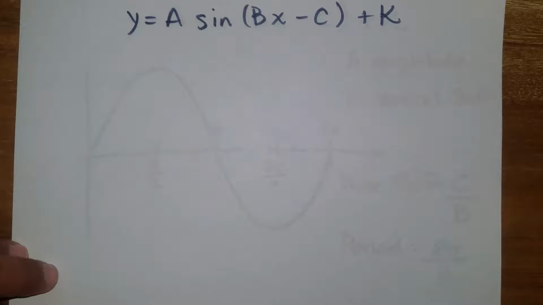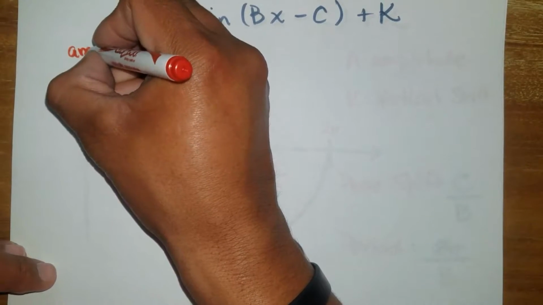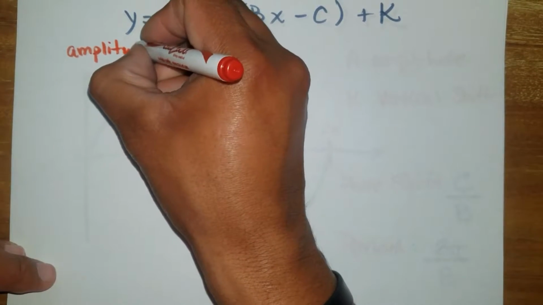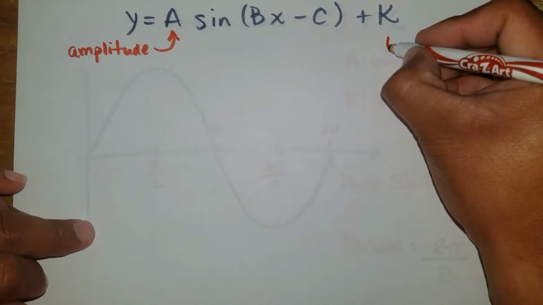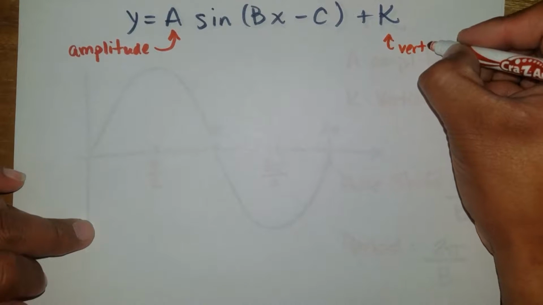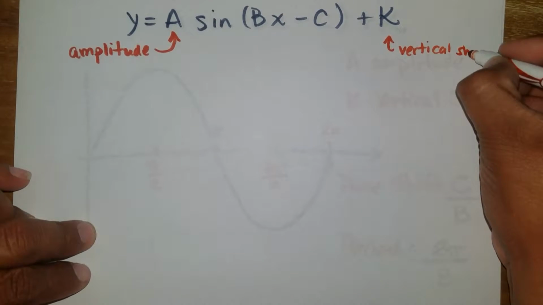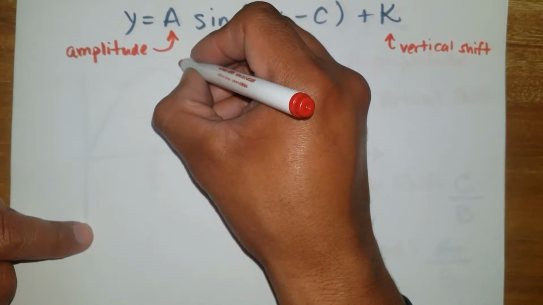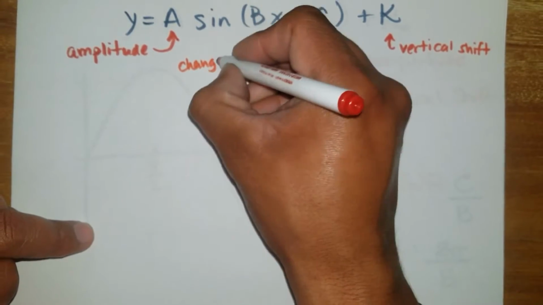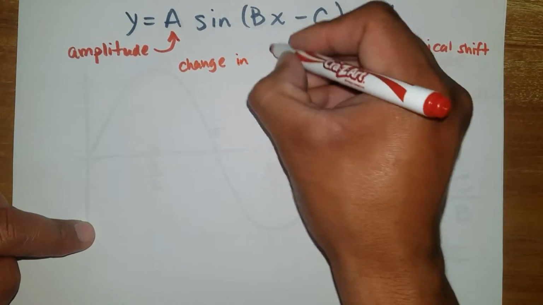As you can see, the general form for a sine or cosine function is y equals a sine (bx minus c) plus k, where a stands for the amplitude, and k is a constant that defines the vertical shift of the graph. If b and c are present in the function, then there will be a phase shift as well as a change in period.